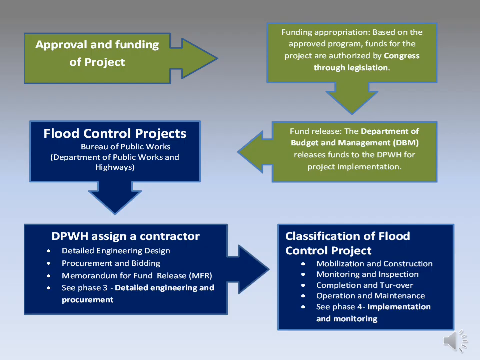The DBM releases allotments to government agencies based on the approved GAA. Agencies implement programs and projects using the released funds. The process involves ongoing monitoring and evaluation of actual performance and fund utilization.